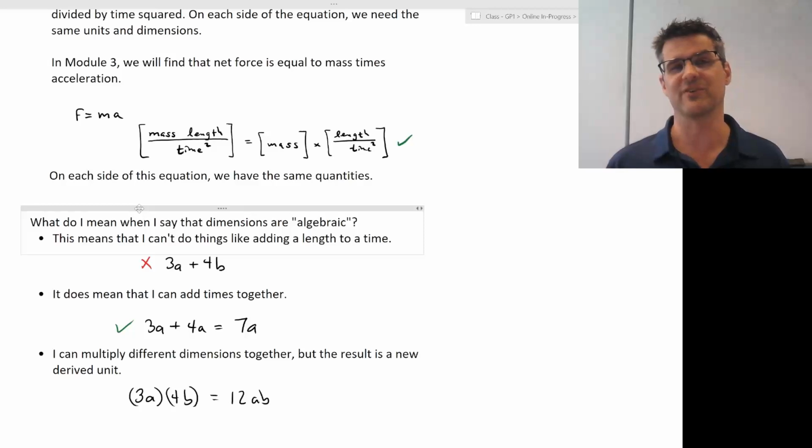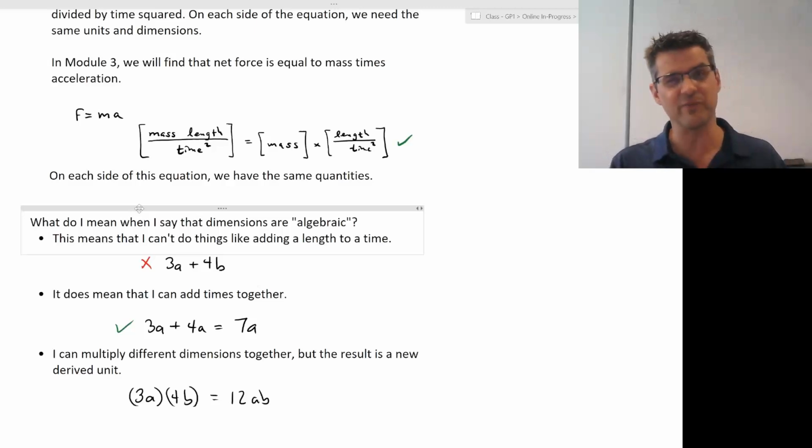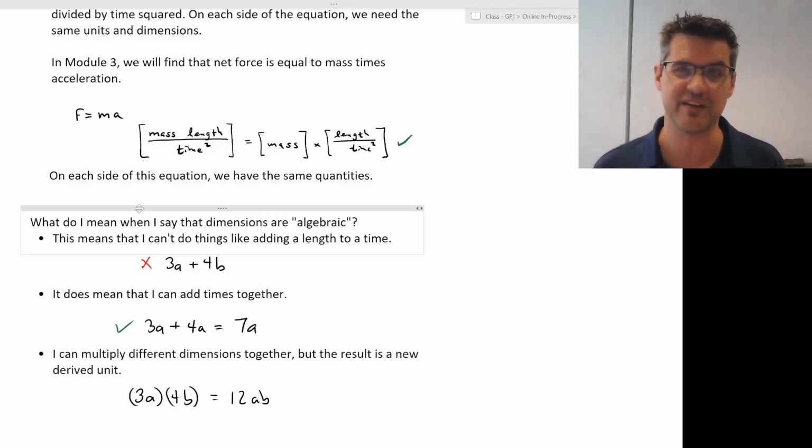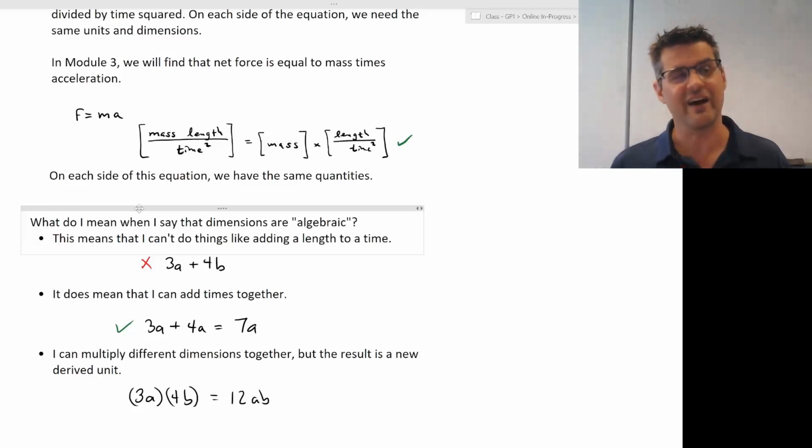Maybe there's some conversion factor, where a is meters, but b is kilometers. They're not exactly the same thing, but they're measuring the same dimension. They're both measuring a length. And there is a way that we can relate kilometers to meters. A kilometer is just 1,000 meters. So yes, I can add 1,000 meters to a meter. That's the kind of thing that could be done.